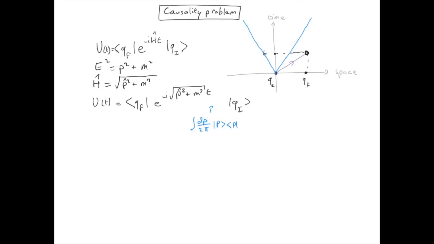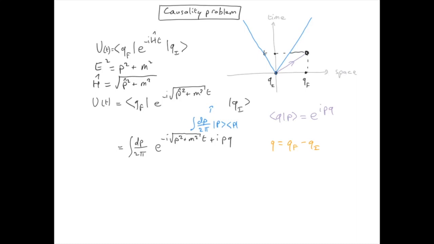We use the fact that the state |p> is an eigenstate of the operator P, and we also recall the expression, giving an expression for the amplitude without kets, bras, and operators, where we used q equal to qF minus qI. In the non-relativistic case, we obtained a Gaussian integral. Here, this is not a Gaussian integral.